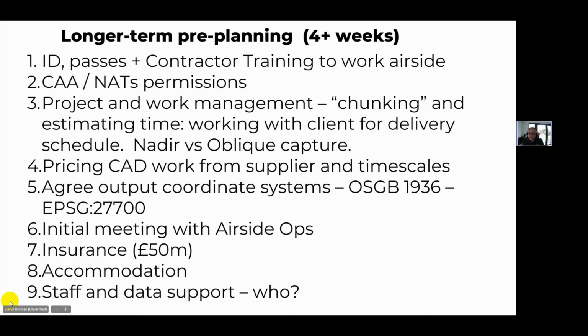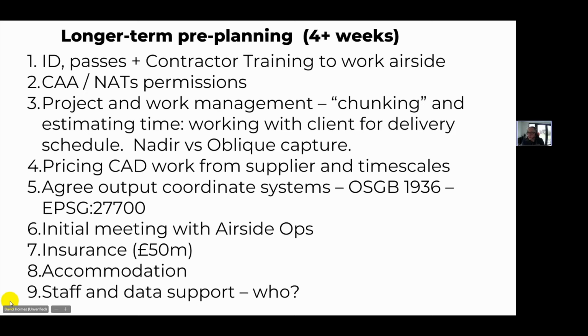So there are things like ID passes and ID checks and contractor training that you need to do to be able to get on site and work airside. There are lots of permissions from the CAA, etc. There is also the planning of the work, chunking the work so that you understand how long it's going to take, how you're going to do it, working with the client around the order that they might want that work done, and the technicalities of how we're flying this and all of those sorts of things.